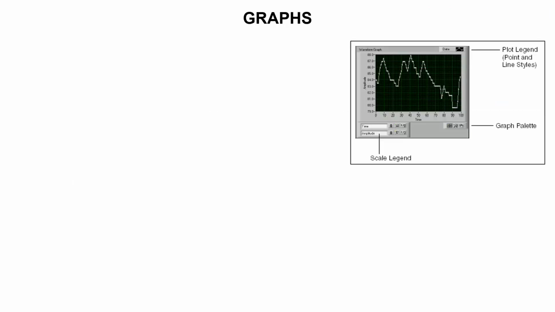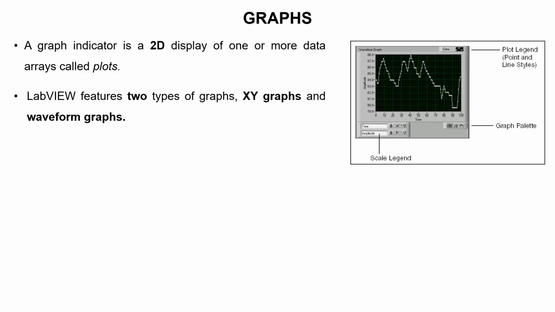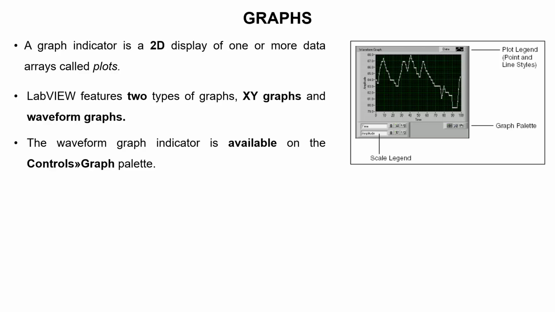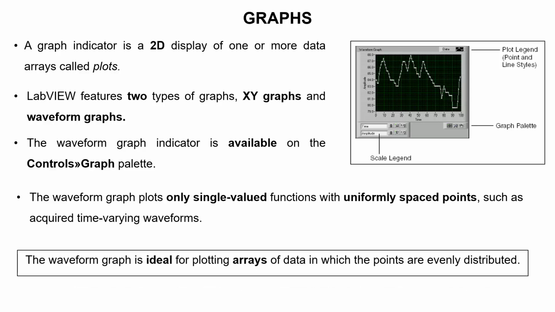Graphs. A graph indicator is a 2D display of one or more data arrays called plots. LabVIEW features two types of graphs, XY graph and waveform graph. The waveform graph indicator is available on the controls palette and graphs subpalette. The waveform graph plots only single valued functions with uniformly spaced points, such as acquired time varying waveforms. The waveform graph is ideal for plotting arrays of data in which the points are evenly distributed.